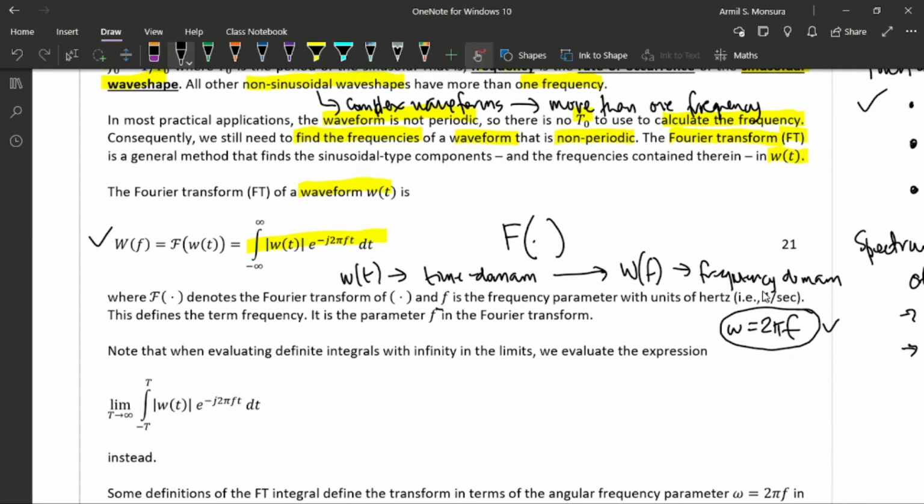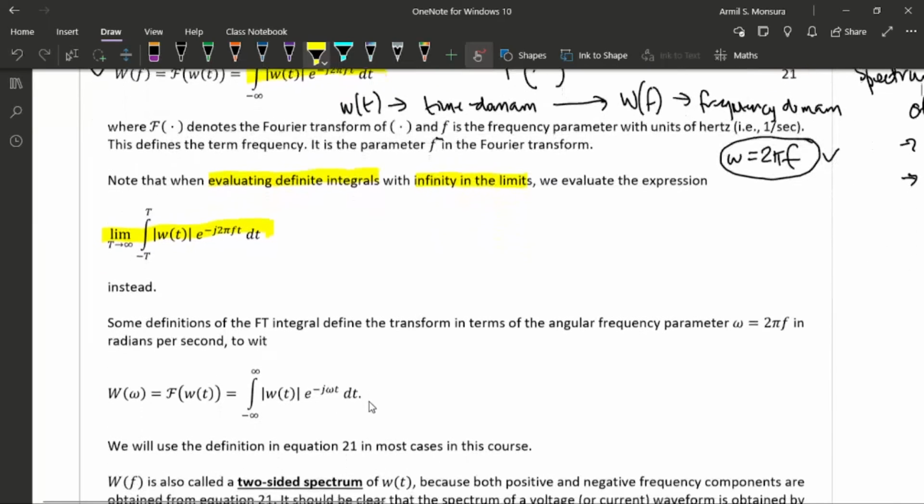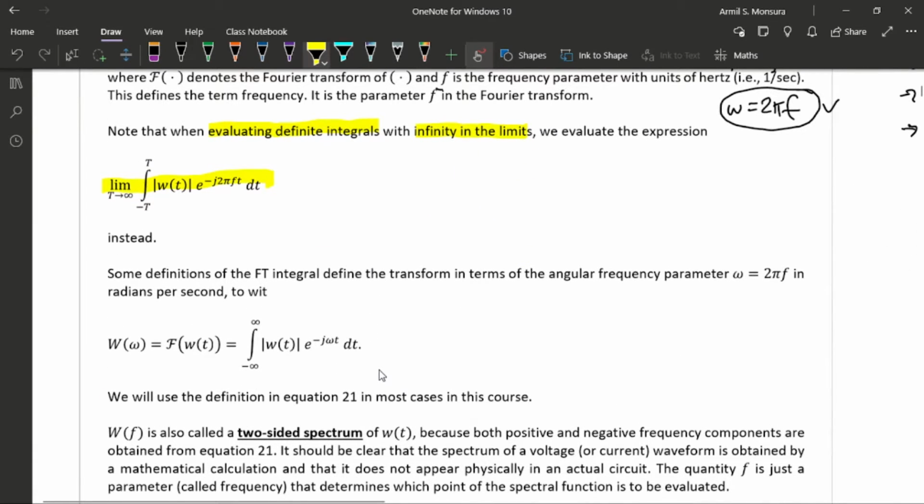We recall that when we evaluate definite integrals with infinity in the limits, we instead evaluate this limit expression. So this is what I was talking about earlier. Instead of having f as your independent variable, we instead use the angular frequency parameter omega as your independent variable. So instead of having W(f) as your transform, we will have W(omega) as your transform.